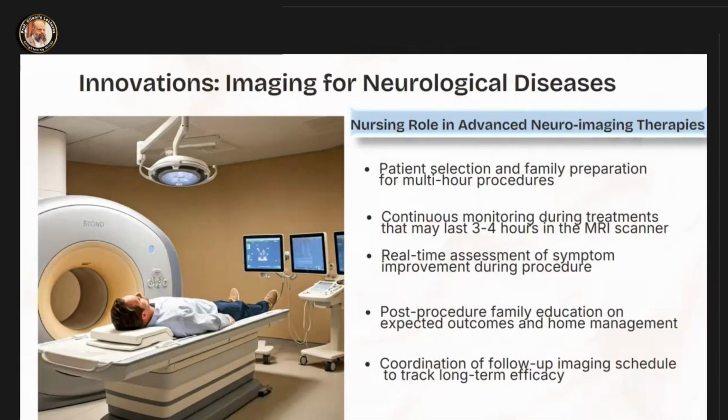High-intensity focused ultrasound, which is HIFU, represents a revolutionary approach to treating Parkinson's tremors, combining real-time MRI guidance with precisely targeted ultrasound energy. So these procedures require specialized nursing skills at the intersection of imaging expertise and neurological care, with nurses often becoming the primary advocates for patients during these intensive treatments.